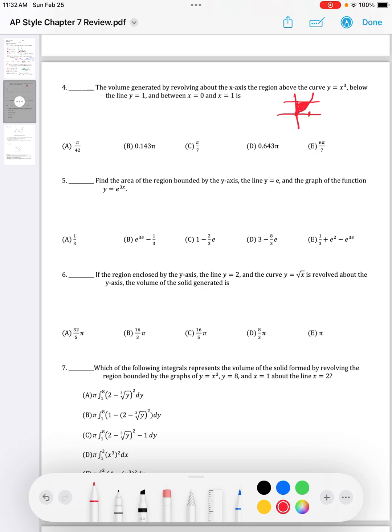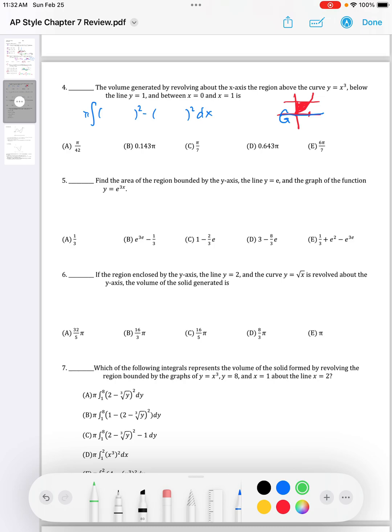So we're going to take this and we are going to rotate it around the x-axis here. Now, as I rotate this around the x-axis, I can see that there's space between the region and the axis. So I know that this is going to be the washer method. So my integral is going to be pi integral of my big radius squared minus my small radius squared. And it's a horizontal line, so dx.